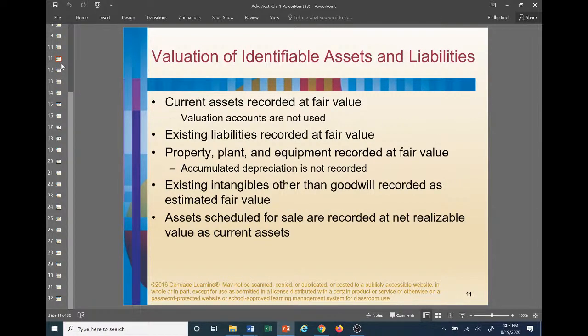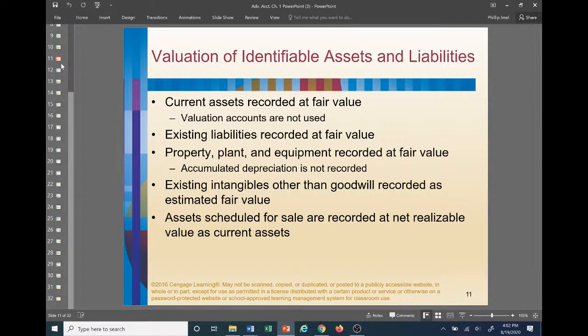Valuation of identifiable assets and liabilities. So current assets are recorded at fair value. Valuation accounts are not used. Existing liabilities are recorded at fair value.